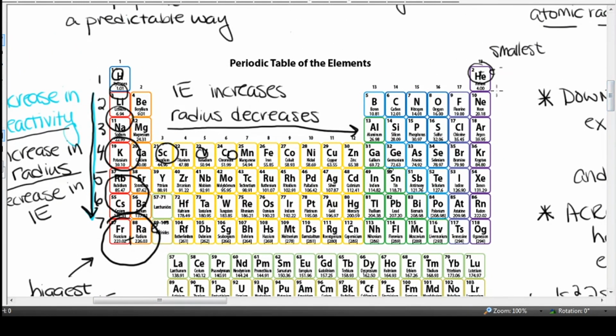And I'm going kind of fast, you guys, so go ahead and just pause wherever you need to. And our smallest radius is going to have the highest ionization energy.